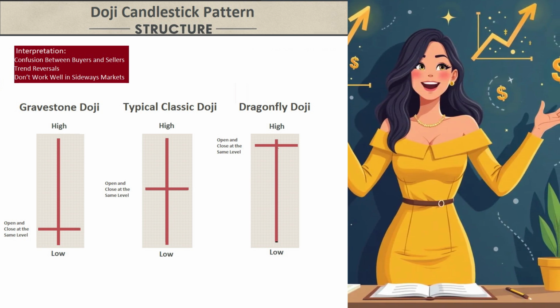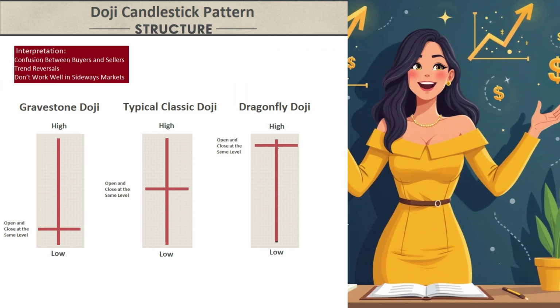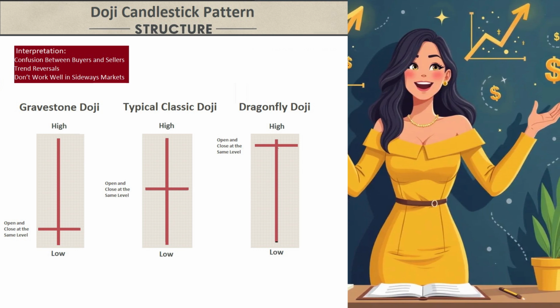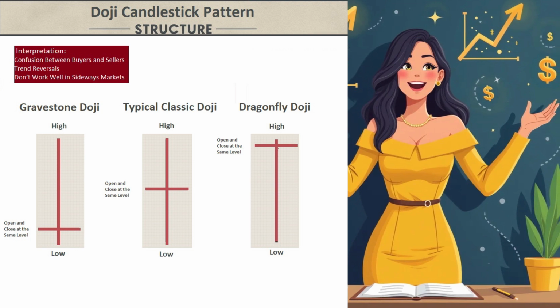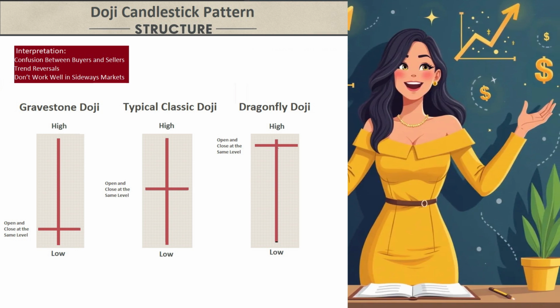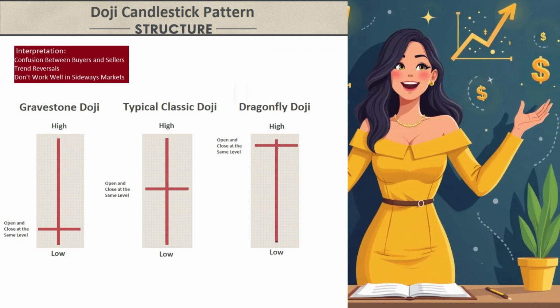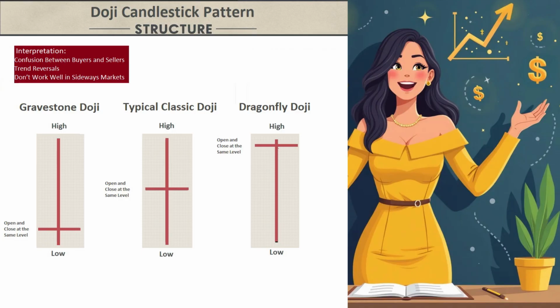Interpretation and significance. Trend reversal. A doji can indicate that a trend is weakening and a reversal may be imminent, particularly if it follows a strong uptrend or downtrend. Confirmation is key. A doji alone does not guarantee a reversal. Traders should wait for confirmation from other candlestick patterns or technical indicators.